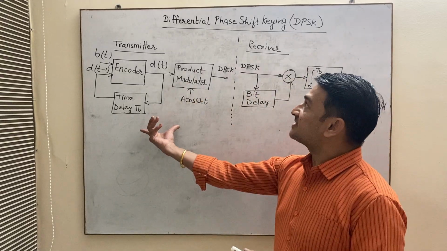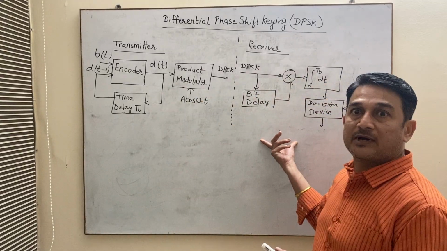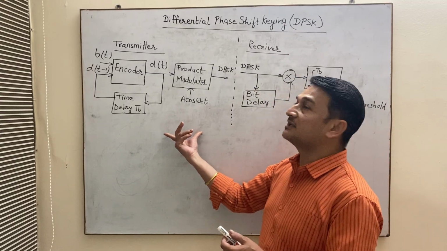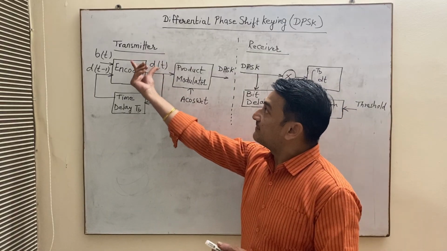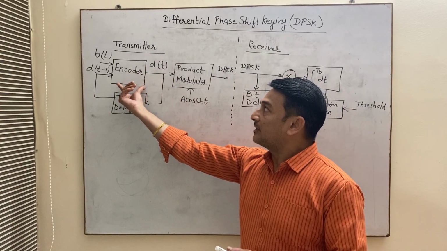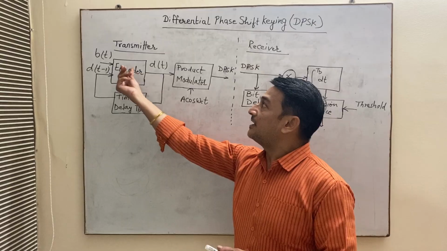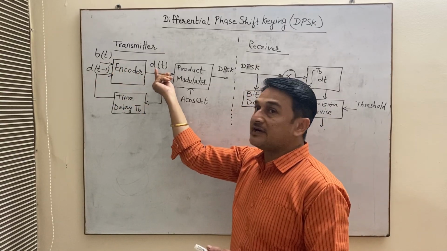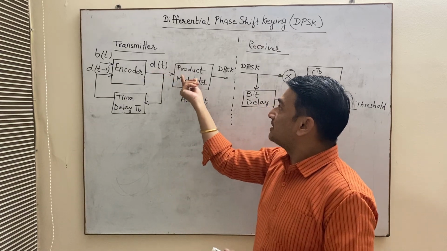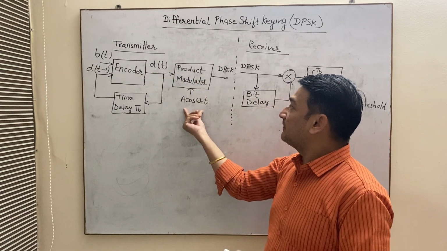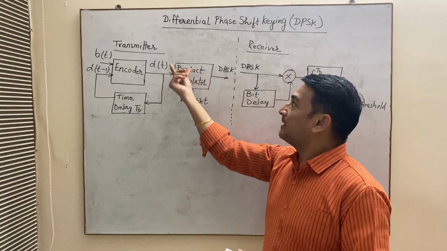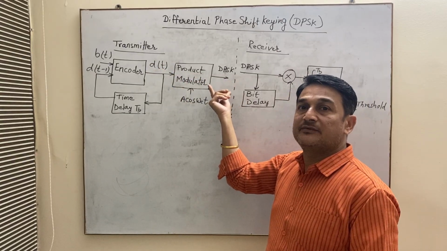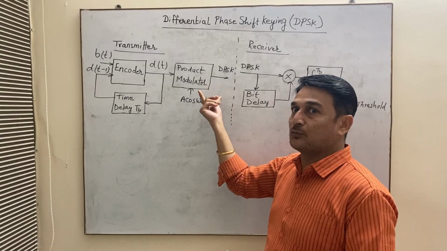Here you can see the transmitter block diagram and the receiver block diagram. First we will understand the transmitter of DPSK, that is differential phase shift keying. At the very first you can see the encoder block, which encodes the binary data we need to transmit, with the output dt. The output data is then multiplied with the carrier signal, and this multiplication gives the differential phase shift keying modulated output.